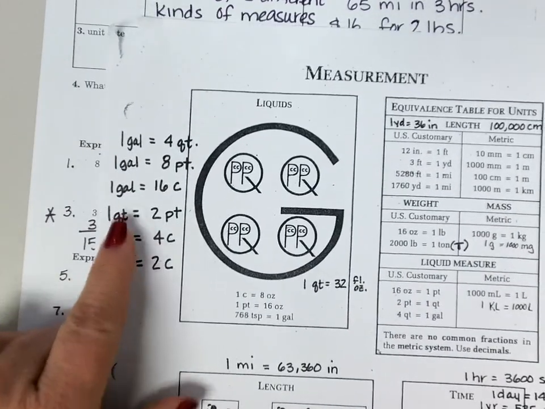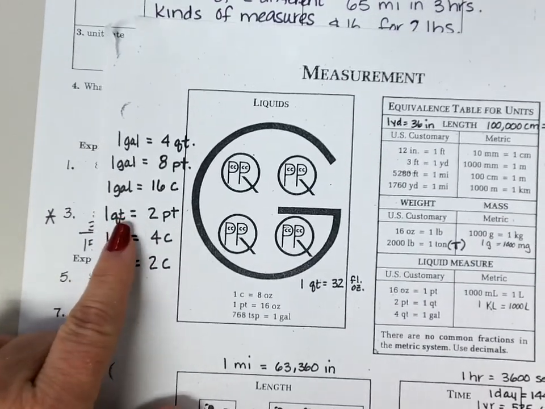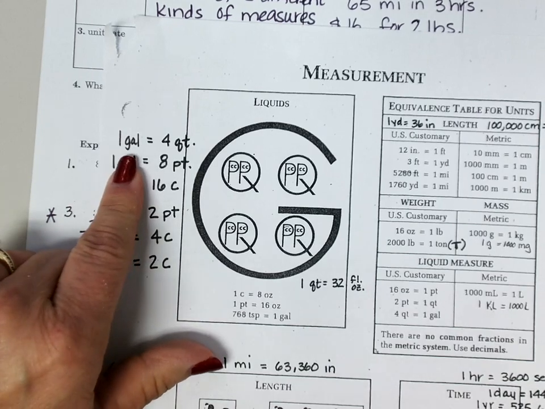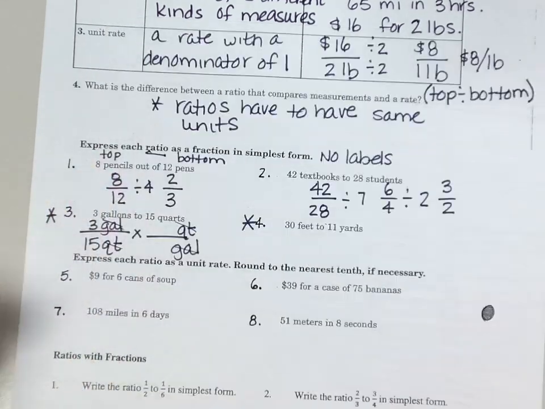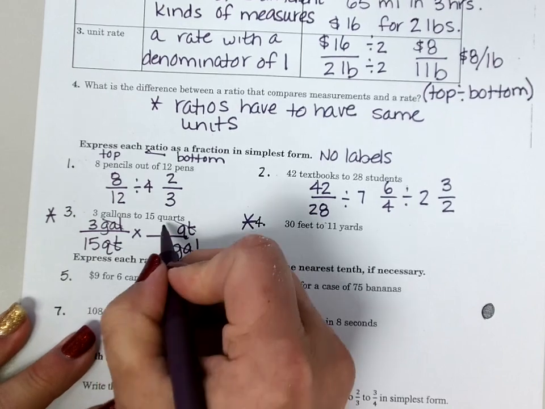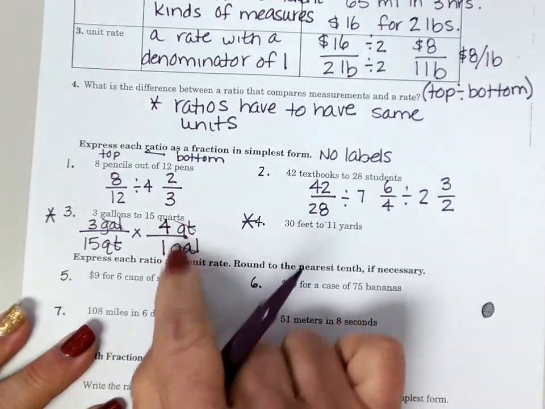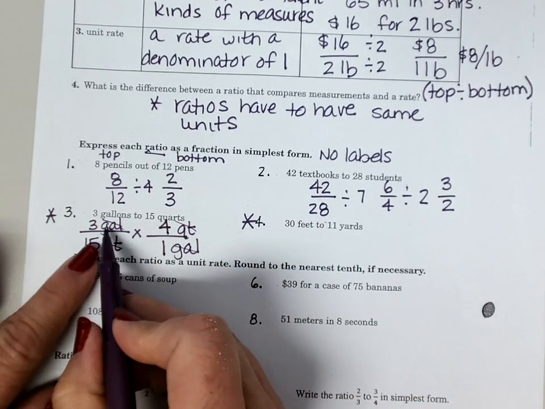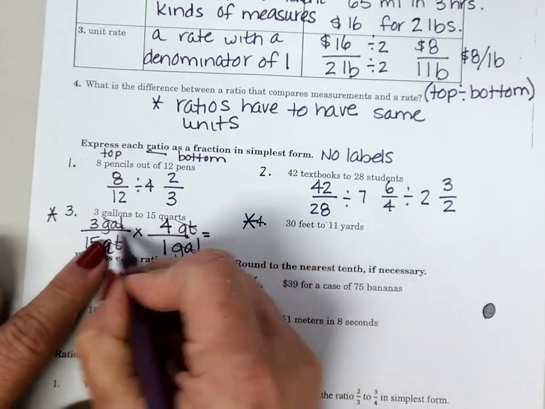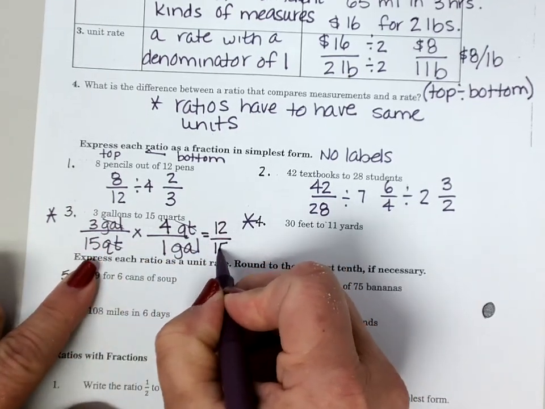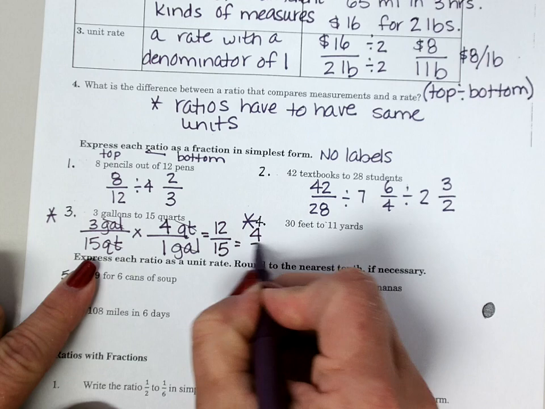So on your sheet, you'll see quarts to gallons. It looks like right here I have 1 gallon to 4 quarts. So I would come over here and say 1 gallon, 4 quarts. Make sure they're by the right numbers. Now when I go ahead and multiply across, I'll have 12 on top, 15 on the bottom, reduces to 4 to 5.